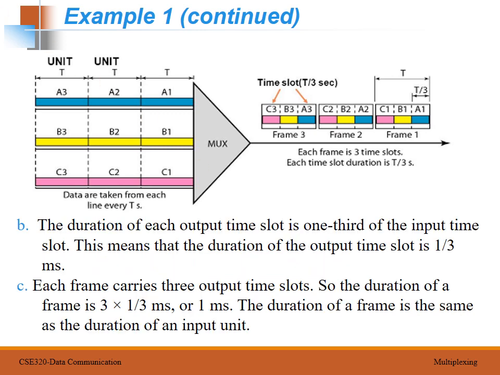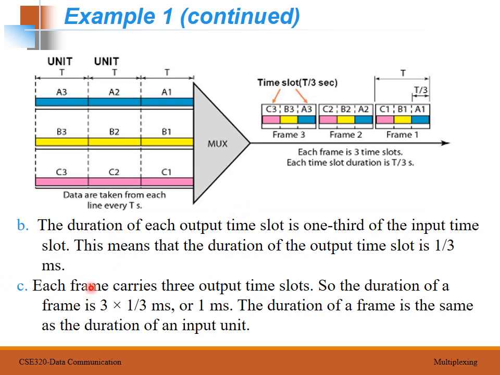In question number 2, we have to find the duration of the output time slot. Each output time slot is 1 by n times the input time slot. Here n equals 3, meaning the number of senders is equal to 3. So the duration of the output time slot will be 1 divided by 3 ms.